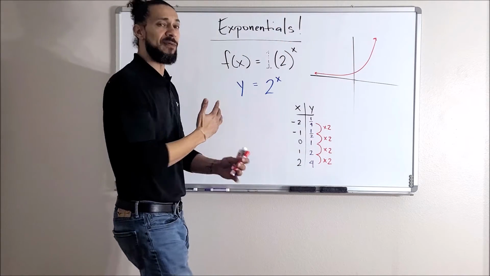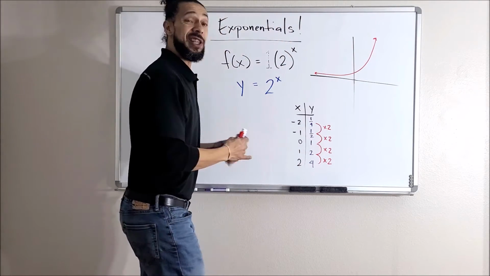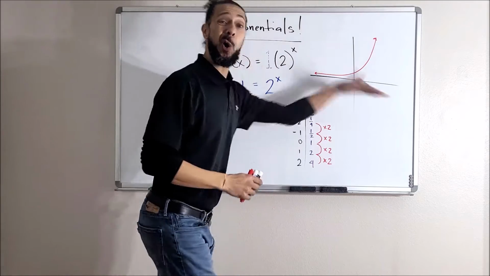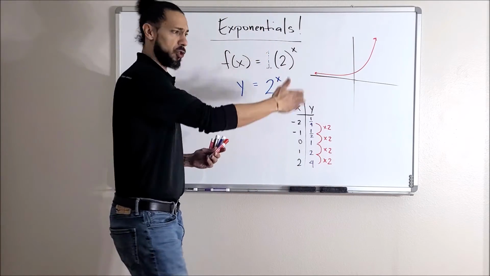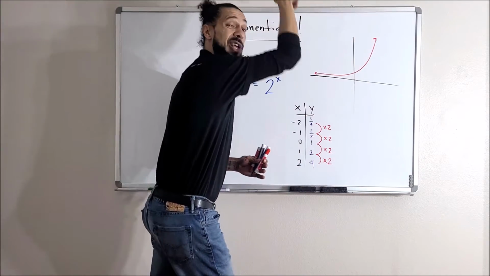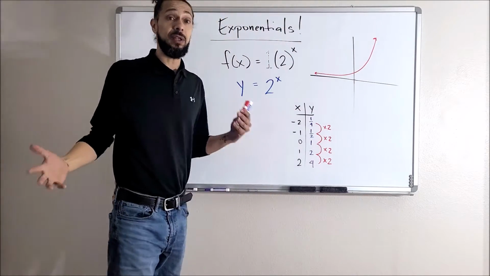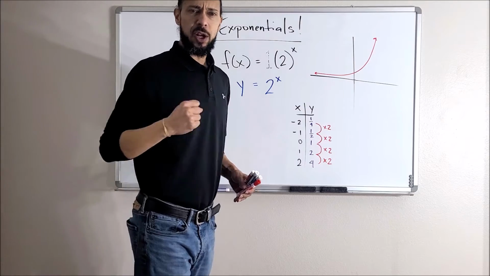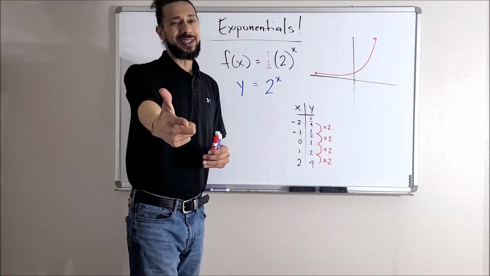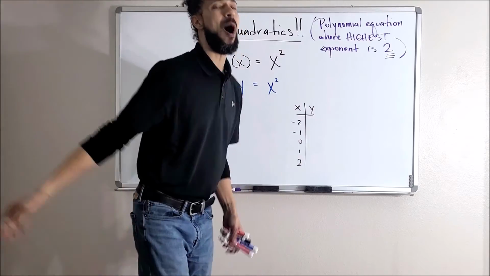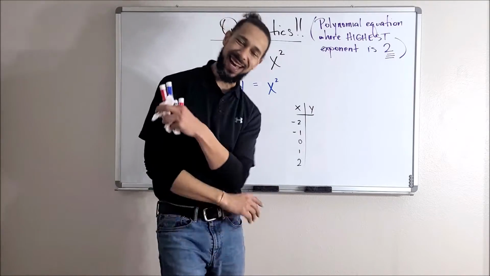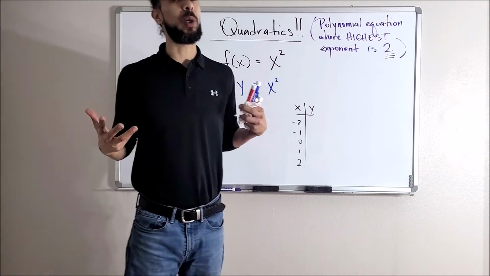Just like in the last one, remember lines and linear equations, they either always go up or they always go down. Same with exponentials. They either always go up or they always go down. But this rate of change is changing. Okay, so that was linears and those were exponentials. That brings us right back to quadratics. Yes, so let's give a definition real quick about quadratics.